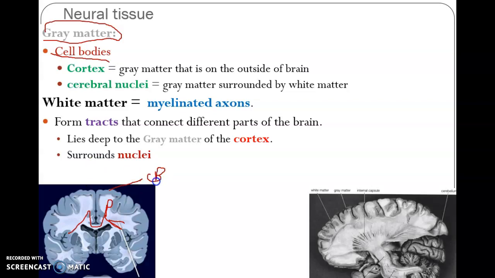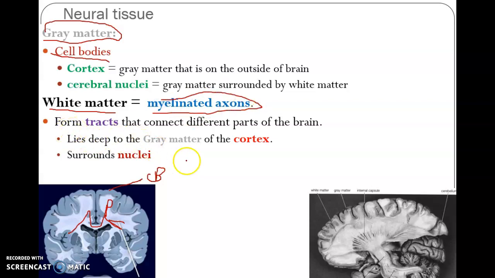I am not using my stylus right now, so my writing is going to be extra horrible. And it's found in the cortex here. So the outer part of the brain is the cortex. And the white matter tends to be deep. So all this red right here, that's the white matter. White matter is myelinated axons.